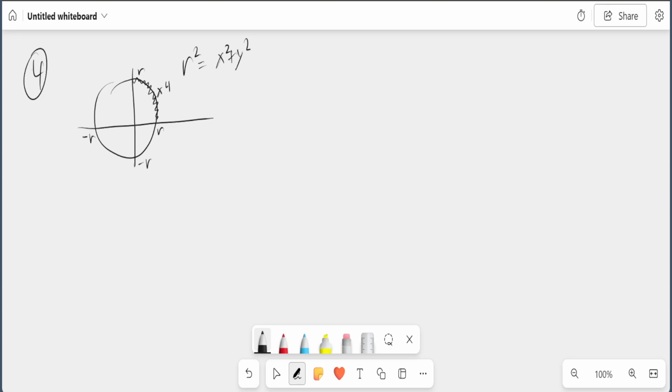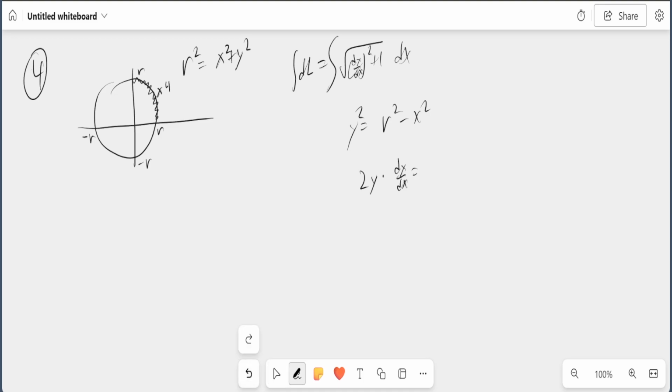And we know that our arc length is equal to, so let's find this. We know that y squared is equal to r squared minus x squared. So 2y times dy/dx is equal to, the r goes out, right? It's negative 2x. Then we divide by 2, so dy/dx is equal to negative x over y.